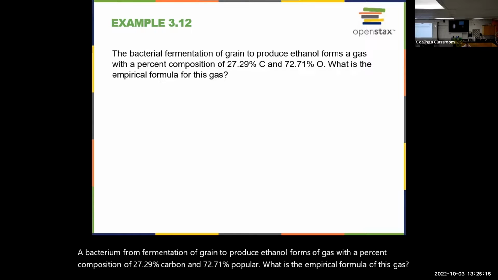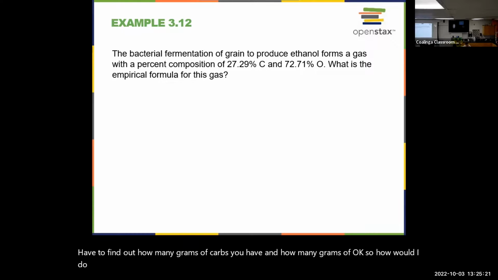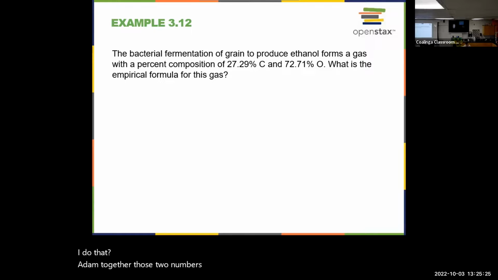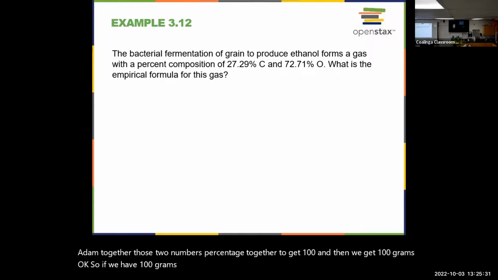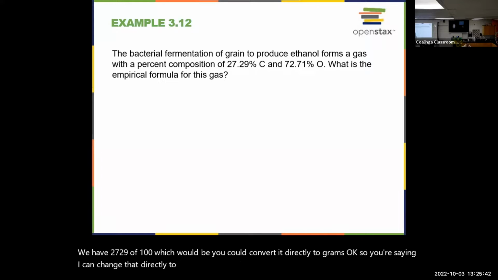You have to find out how many grams of carbon you have and how many grams of oxygen. Okay, so how would I do that? Well, you can assume that we add the two percentages together to get 100. So maybe 100 grams. If we have 100 grams, 27.29% of 100 would be converted directly to grams. So you're saying I could change that directly to grams? Yeah, I hope so.